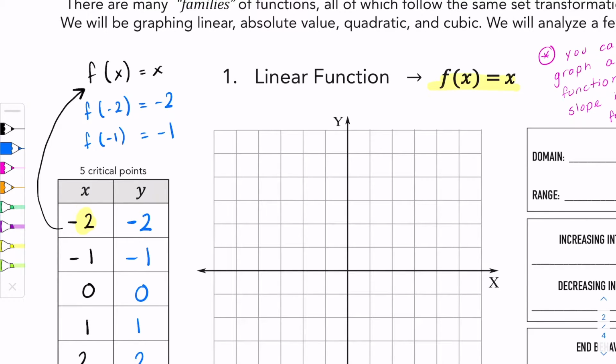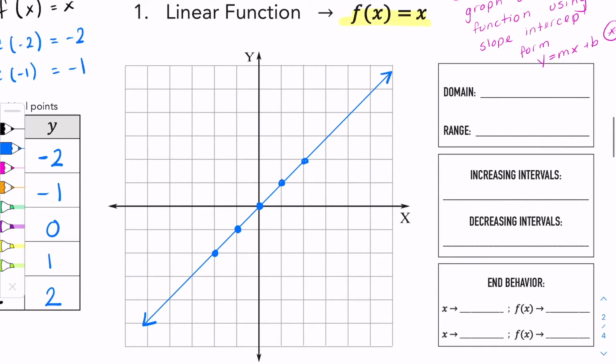And then we graph those points. We have points at (negative 2, negative 2), (negative 1, negative 1), (0, 0), (1, 1), (2, 2). And don't forget that any line you graph in the coordinate plane does continue forever. So don't forget those arrows on the end.